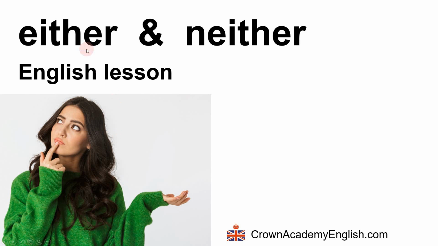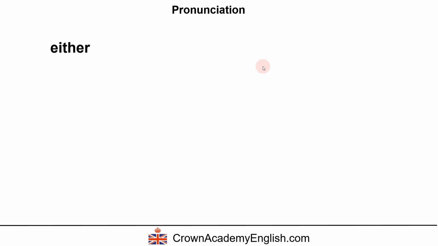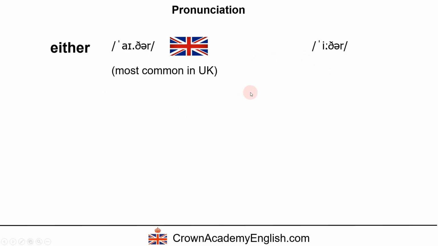Today's lesson is about either and neither. So, the pronunciation. First of all, either. So this is the usual pronunciation, either. But there is also either. Okay, so you can say either or either. So which one do you choose? Well, in British English, either is more common. And in American English, either is more common.